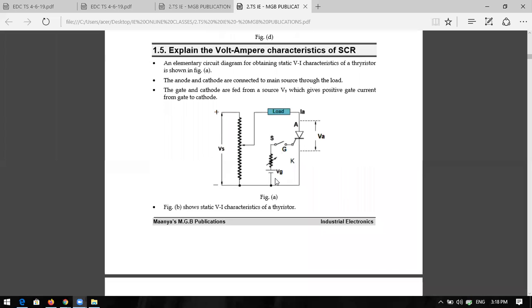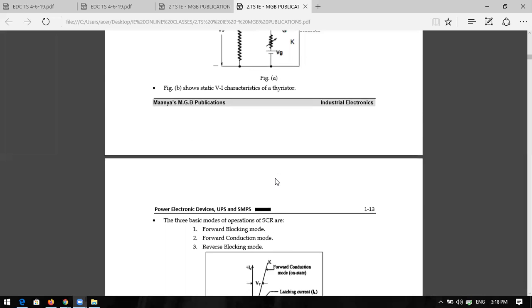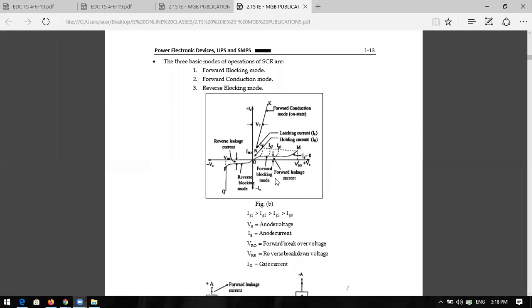Okay. So we will go for the volt ampere characteristics, or VI characteristics, of an SCR. In the VI characteristics of SCR, this is the main important graph. Very important. You can also draw it in your running notes. Most of the time they will ask this in long answer type, essay type questions.